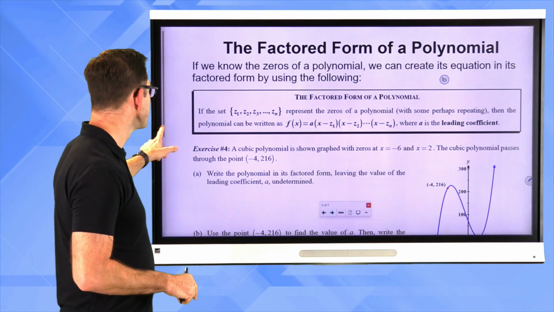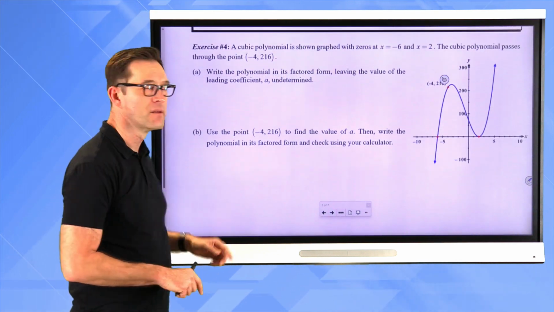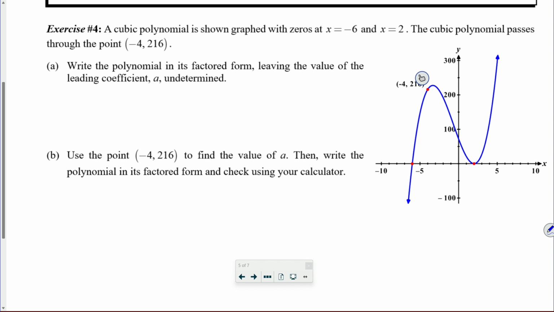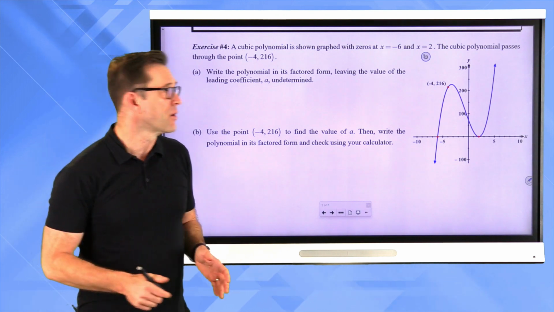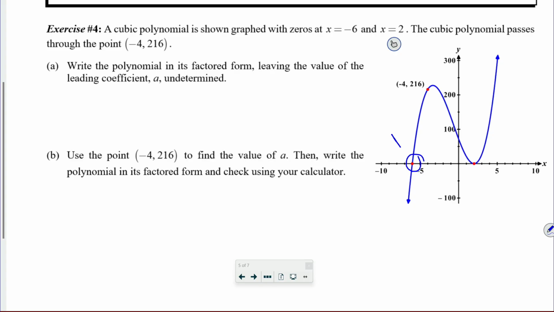So let's see how this plays out in exercise number 4. A cubic polynomial is shown graphed with zeros at x equals negative 6 and x equals 2. The cubic polynomial passes through the point negative 4, 216. Letter A. Write the polynomial in its factored form, leaving the value of the leading coefficient a undetermined. All right, so this is critical, right? Here we have a single zero at x equals negative 6, and this, because it's tangent, must be a double zero at x equals 2.